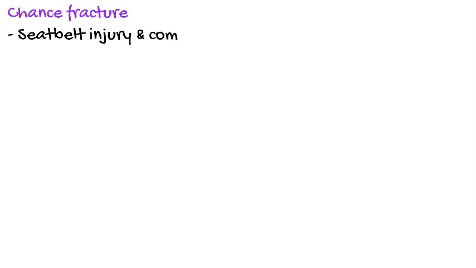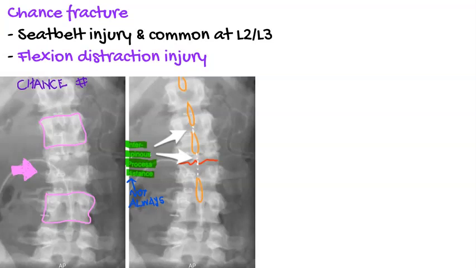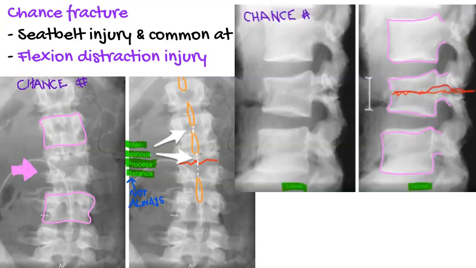Regarding chance fracture, it is usually due to seatbelt injury and common at the L2, L3 region. It is a flexion distraction injury. This first AP radiograph of the lumbosacral X-ray shows a chance fracture. You can see initially the pink one is the vertebral body height, and then sometimes you can see there's an increase in the interspinous process distance as marked by the arrow.